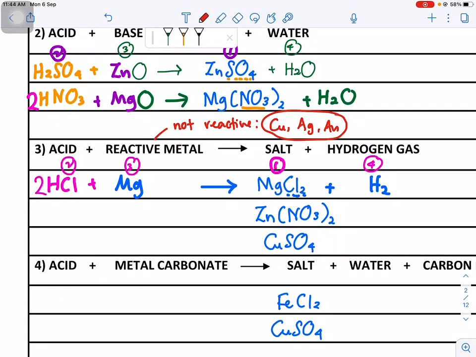So if we have a second example, we have copper sulfate here. I want to prepare copper sulfate. Okay, this is a soluble salt. So I see sulfate here, I put sulfuric acid.